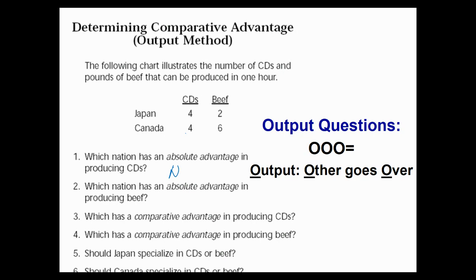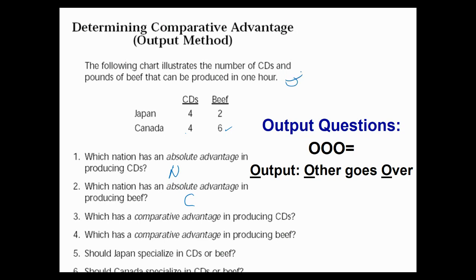Which nation has absolute advantage in producing beef? Well, let's take a look. Canada produces 6 pounds in an hour, where Japan only produces 2 in an hour. So here, Canada has absolute advantage. Now it wants you to calculate who has comparative advantage. So up in the right-hand corner, I'm going to look at Japan.